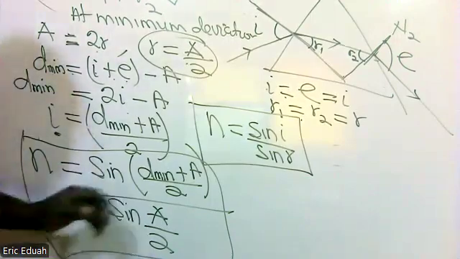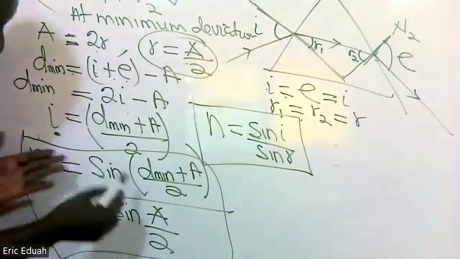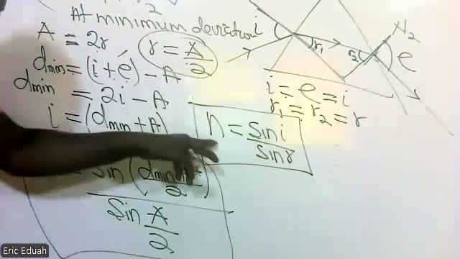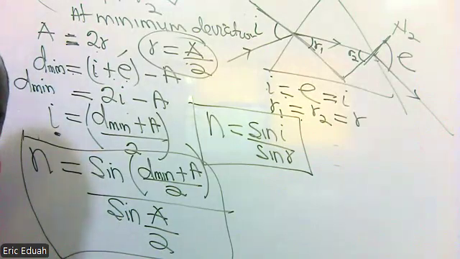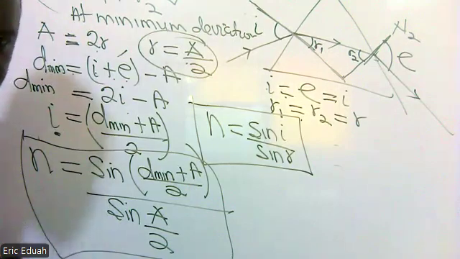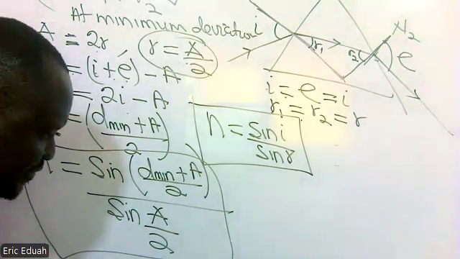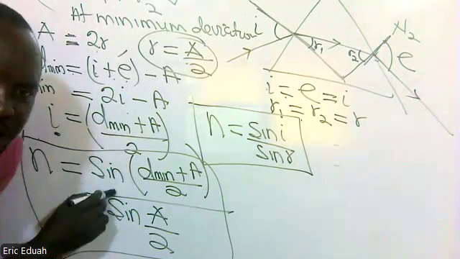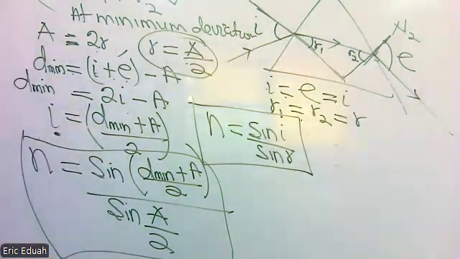But the value of the refractive index will not be different at the minimum deviation or without minimum deviation. The value must still be the same. All that we are saying is that we can use conditions that pertain at the minimum deviation to also calculate the refractive index of the material.